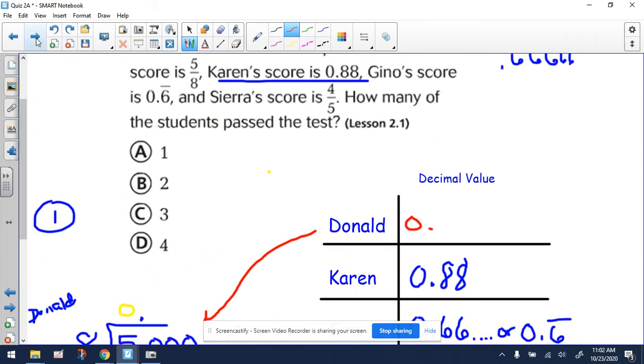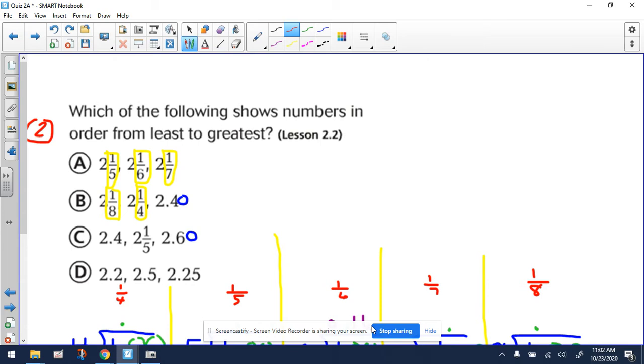All right, so let's take a look at question number 2. Question number 2 says, which of the following shows numbers in order from least to greatest? Now, what I should point out, in all the answer choices, we have 1/4, we have 1/5, we have 1/6, we have 1/7, and we have 1/8 listed as fractions. So my recommendation is to turn all of the things that I have boxed in yellow into decimals.